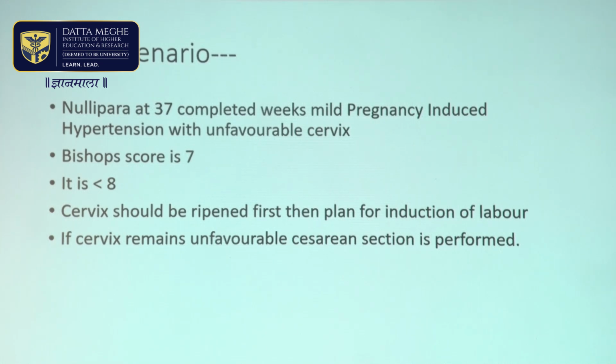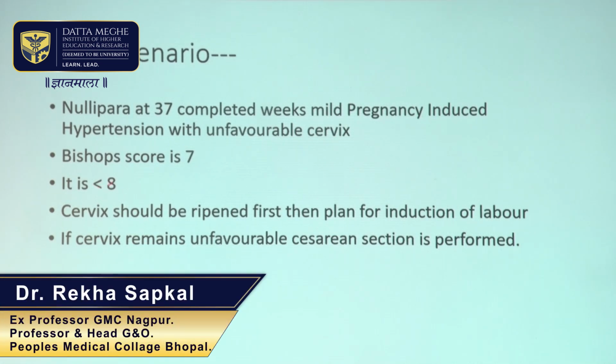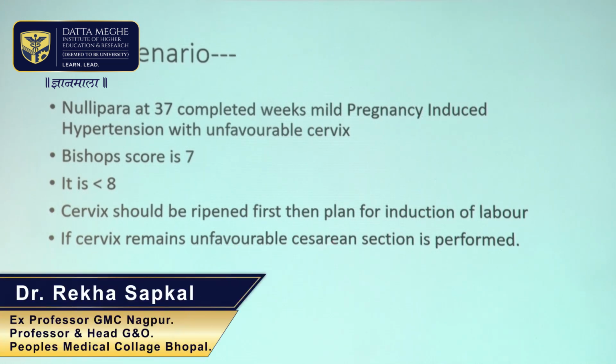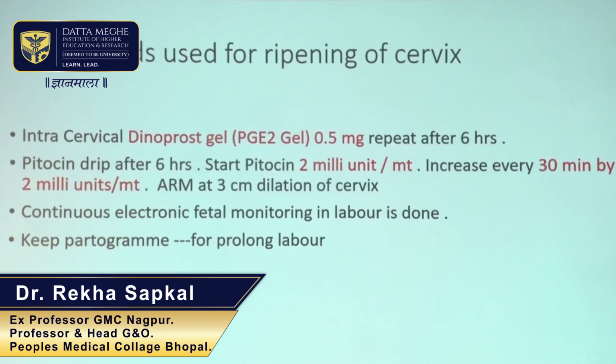In these cases, if obstetric management I am planning for, I must decide the status of the cervix by Bishop score. So, what I have calculated? I have calculated that it is less than 8, means it is unfavorable cervix. Cervix should be ripened first, then plan for induction of labor. If cervix remains unfavorable after attempt of ripening also, then caesarean section is performed. Otherwise, there is no need of caesarean section in this case scenario. Okay. How do you do the ripening of the cervix?